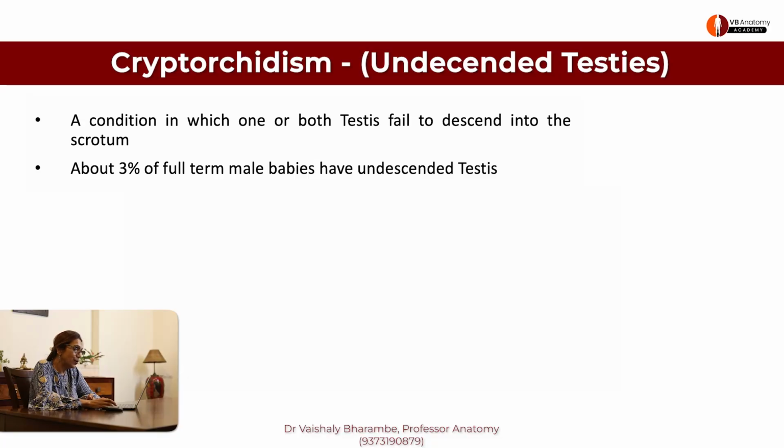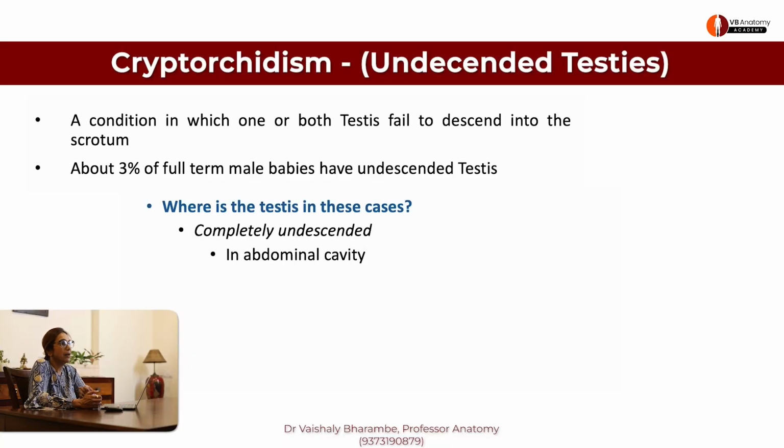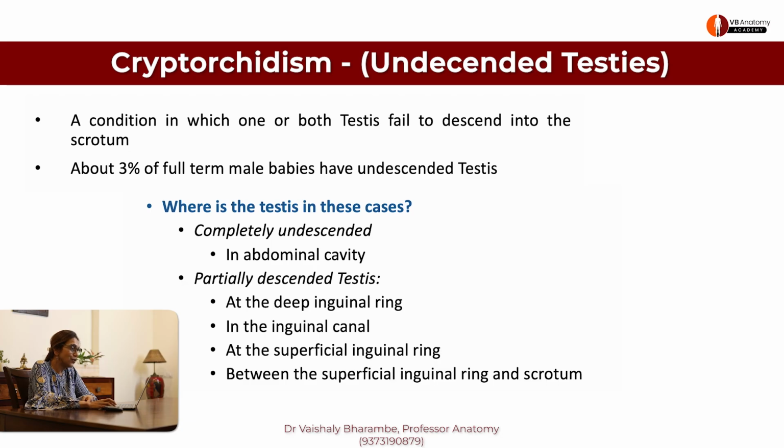Right. So this is seen in about 3% of all male born babies, which at the end of 1 year usually find the testes manage to find their way into the scrotum. But if the testes are not there in the scrotum, where are they? So they can be completely undescended, in which case they can be in the abdominal cavity. They can be partially descended. So they can be at the deep inguinal ring, in the inguinal canal, at the superficial inguinal ring. Just above the normal position of the testes is also considered as partially descended testes. So you can find them anywhere along the normal path of descent.